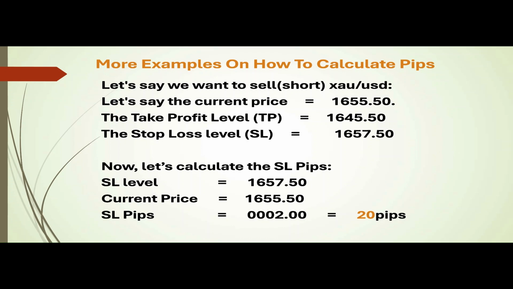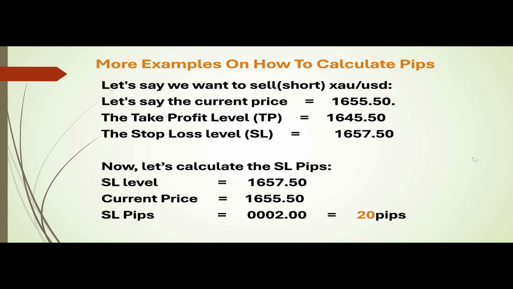Since we are shorting gold, the stop loss level comes first, which is 1657.50, followed by the current price, 1655.50. If we deduct this, we have 0 minus 0, 0. 5 minus 0, we have 0. 7 minus 5, we have 2. 5 minus 5, we have 0. Which means we are risking 20 pips here.